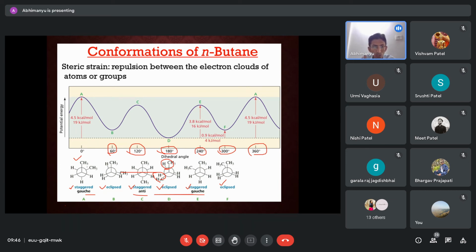So you have to discuss the different conformations of butane, and you have to draw the diagram, you have to draw the different conformations of butane, and you have to discuss the stability of butane in this graph.